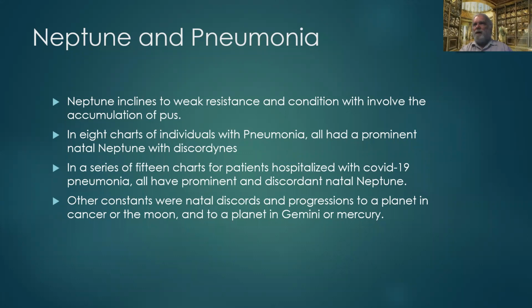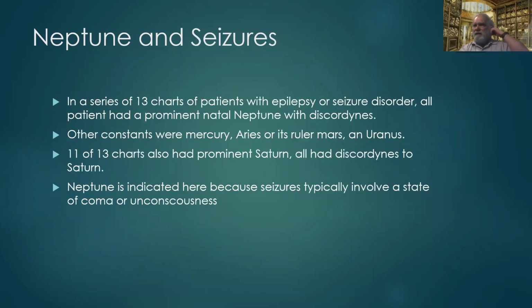So, okay. Now we did seizures last week and showed the relationship of Uranus to seizures. Seizure disorder is very sudden, it's unexpected, it's like a lightning strike, right? And then it's spasmodic, right? Which is Uranus, so we expect that. But then also typically the person with seizures becomes unconscious, right, for a period of time. And we took a series of 13 charts.